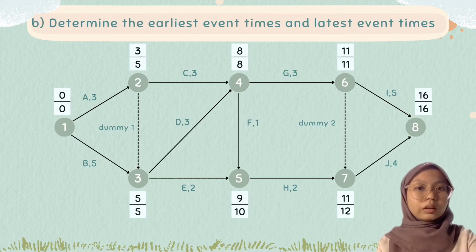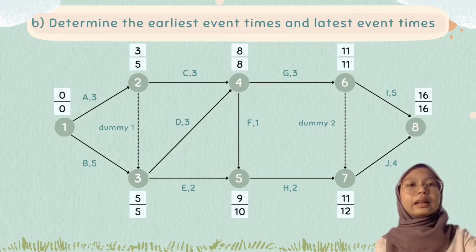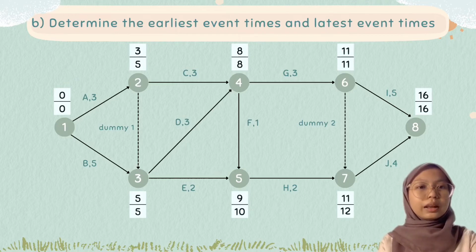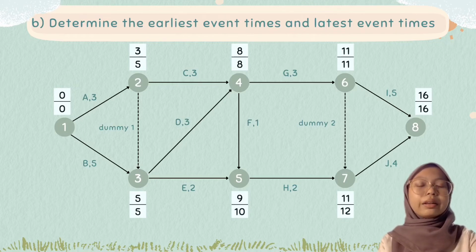Same goes for node 4. There are 2 activities leading to node 4. So EET node 2 plus duration of activity C, which is 3 plus 3 is 6, and EET node 3 plus duration of activity D, which is 5 plus 3 equals 8. So the EET for node 4 is 8. For node 5, EET node 3 plus duration of activity E, which is 5 plus 2 is 7, and EET node 4 plus duration of activity F, which is 8 plus 1 is 9. So the EET for node 5 is 9.